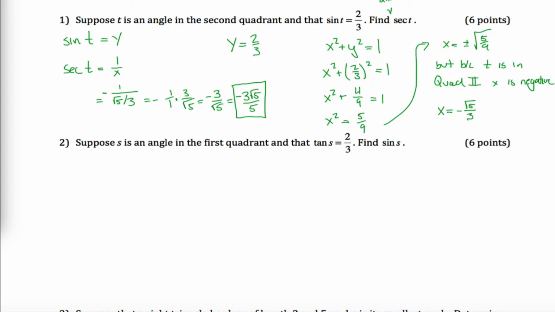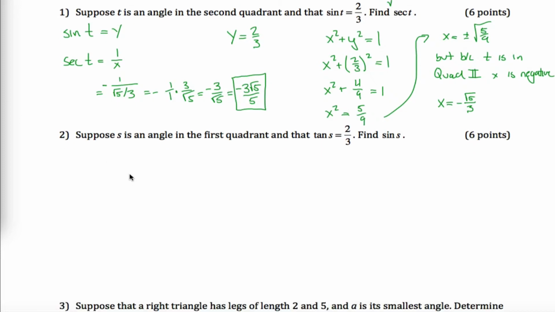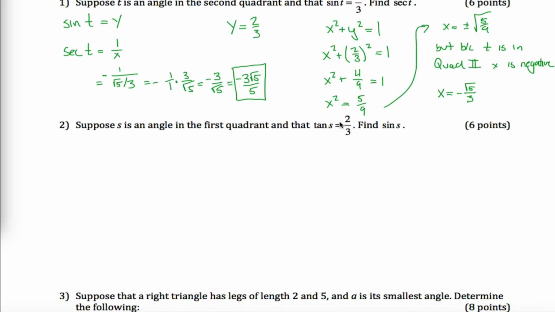Part 2, you do something pretty similar, so similar that maybe I shouldn't have asked you to do another one. But the challenge here is it's a little bit harder algebraically. The tangent, maybe you have memorized, as y over x. So I have y over x equals 2/3, and what I'm trying to figure out is the sine of s. And the sine of s is the y coordinate, so I want to solve for y.